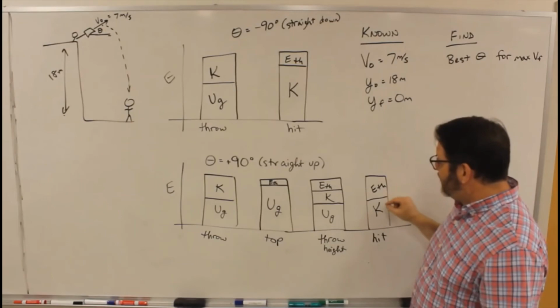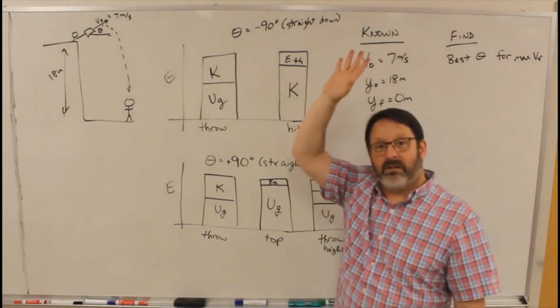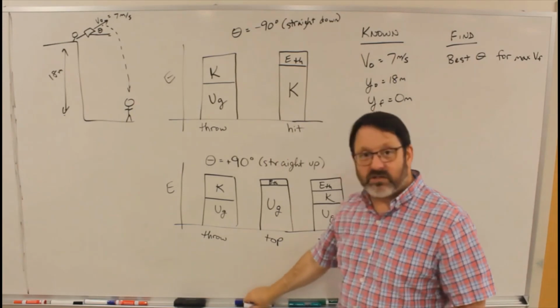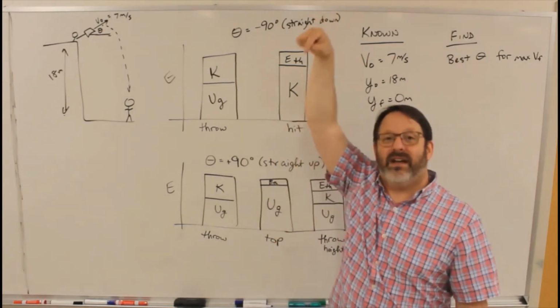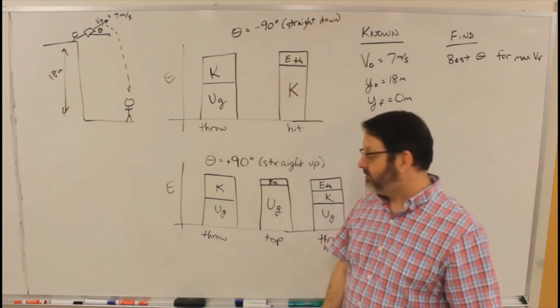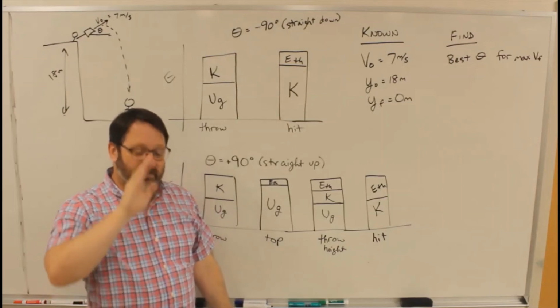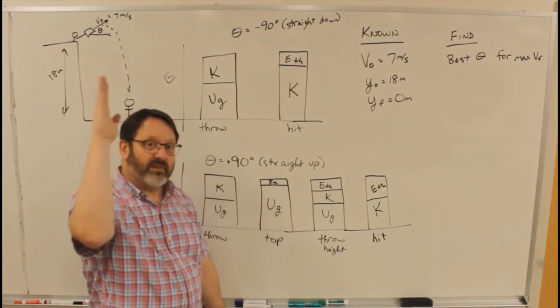But we lose a lot more kinetic energy to thermal when we throw it up. Because instead of just losing thermal on the way down, it's losing it first on the way up and then again on the way down, because it's a non-conservative force. So the best angle is to throw it straight down, and then it gets worse and worse and worse as you go up.